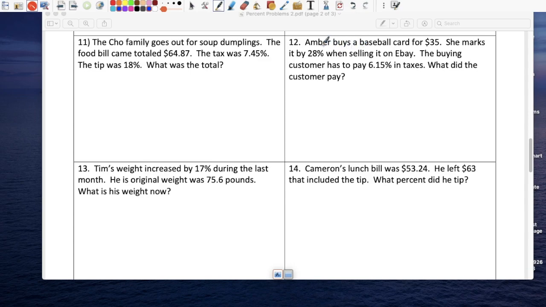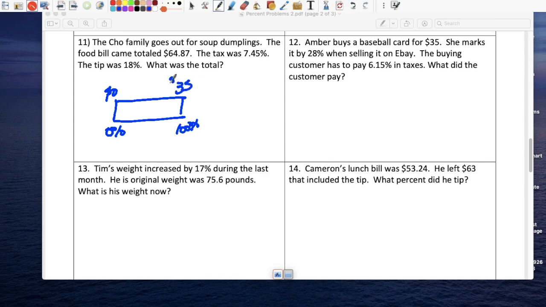Amber buys a baseball card for $35. She marks it up by 28%. The buying customer has to pay 6.15% taxes. What did the customer pay? So again, bar model, 0%, 100%, $0. What is this? $35.